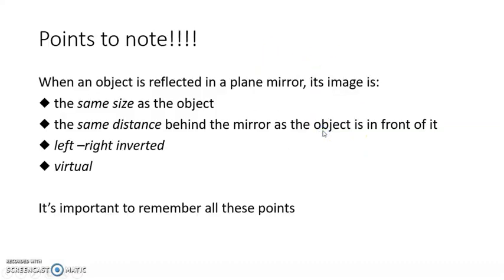Now, the points to note: when an object is reflected in a plane mirror, its image is, number one, the same size as the object. Number two, the same distance behind the mirror as the object is in front of it. Number three, left-right inverted. And then number four, virtual. So I want to explain each of these points one by one.